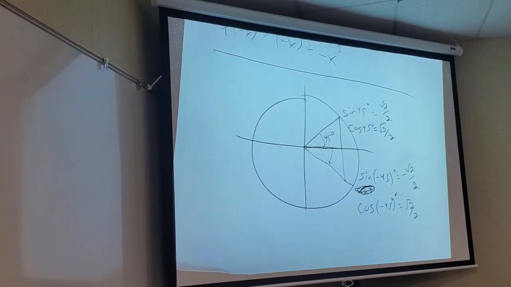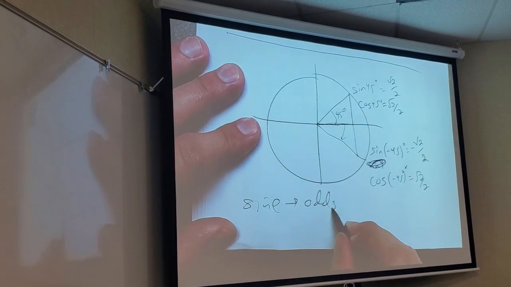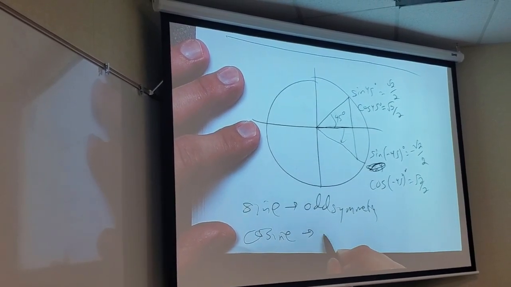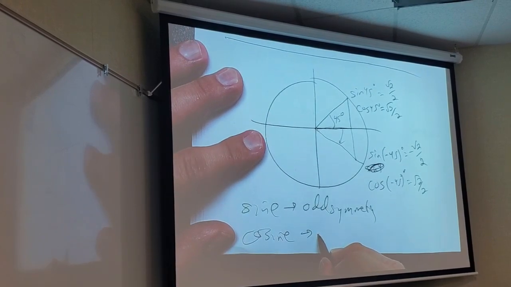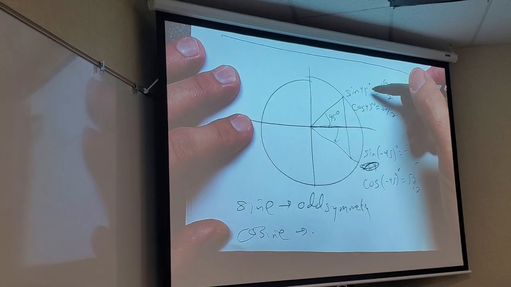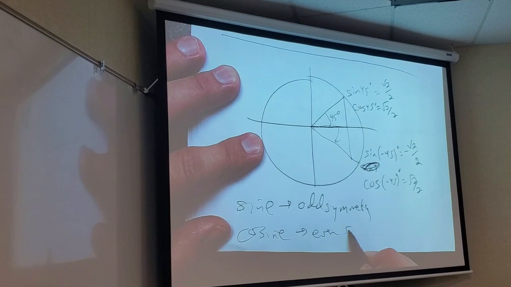So sine has odd symmetry. Cosine has even symmetry. So when you put a negative in, the output's negative for sine. Even symmetry for cosine.